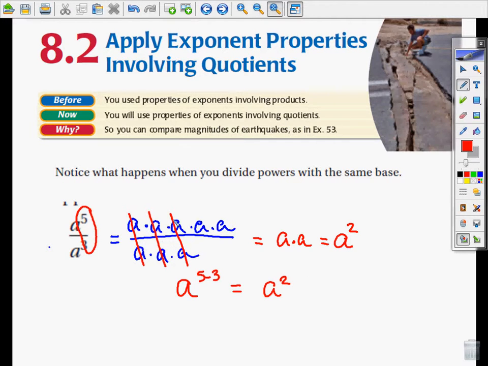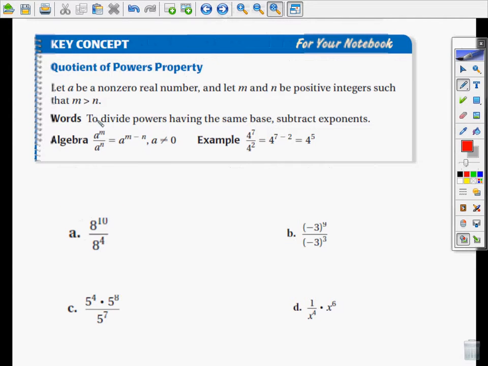So I don't want to have to write out all this work. That's why it's nice if we can have this rule. So here, the quotient of powers property says let a be a non-zero real number, so a can't be 0. Let m and n be positive integers such that m is greater than n. If m is not greater than n, we would end up with a negative exponent, and we're not going to deal with negative exponents until the next lesson. So, to divide powers having the same base, we simply subtract the exponents.